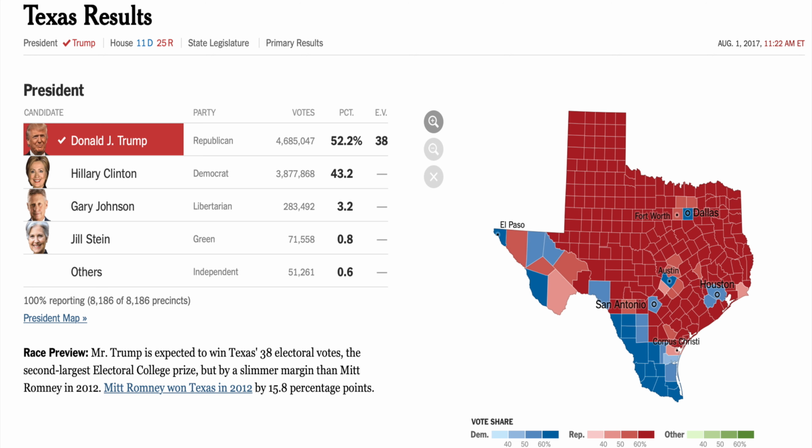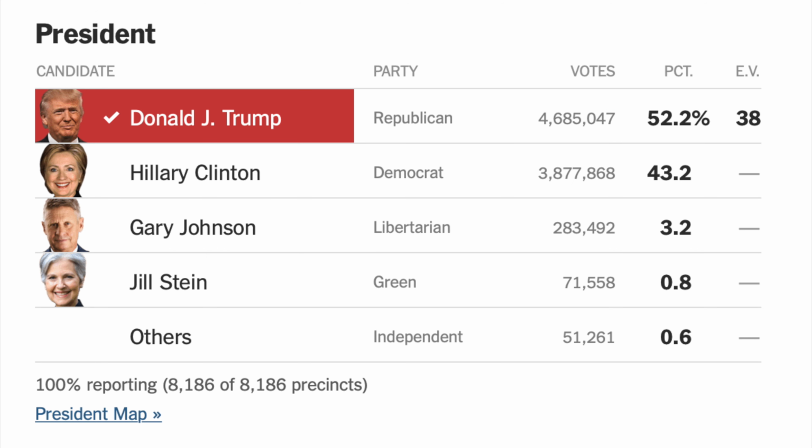All right, so let me give y'all some examples of this in actual real life. So back in 2016, in my home state of Texas, Donald Trump beat Hillary Clinton here in the state. He got 52% of the vote, while Hillary got 43%. Texas, however, has 38 electoral college votes, and due to the fact that we do winner takes all, Trump took all 38 electoral college votes. Hillary didn't get nothing, even though she got 43%.